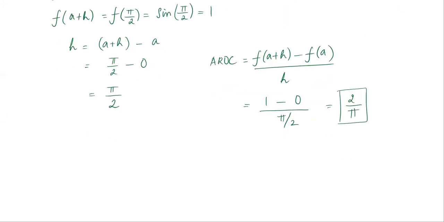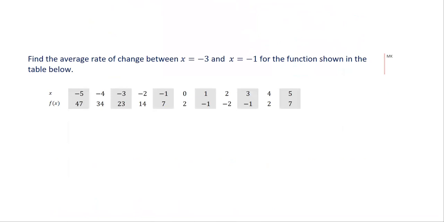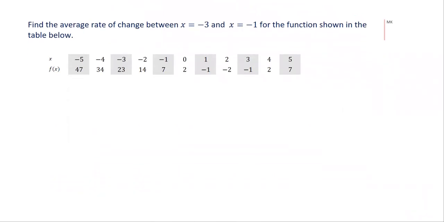Let's go to the next one. This is a different representation. Here we're asking you to find the average rate of change between x equals -3 and x equals -1 for the table shown below. So we didn't give you an explicit function. Instead, it's given to you in a tabular form. Does the formula change? Of course not. It doesn't change. We just have to remember that we are now looking at it from the table.